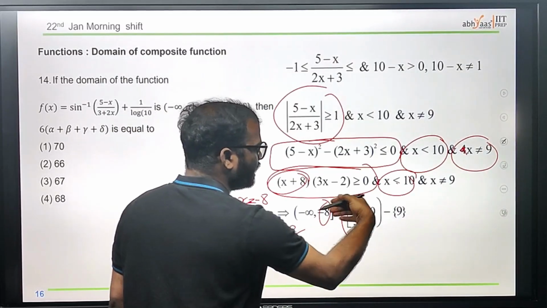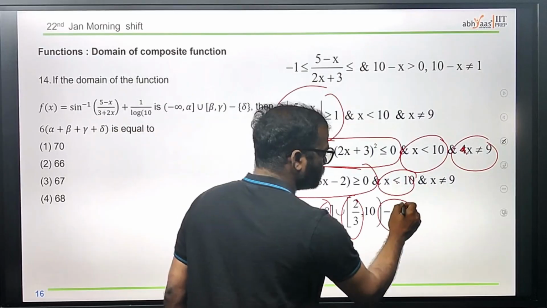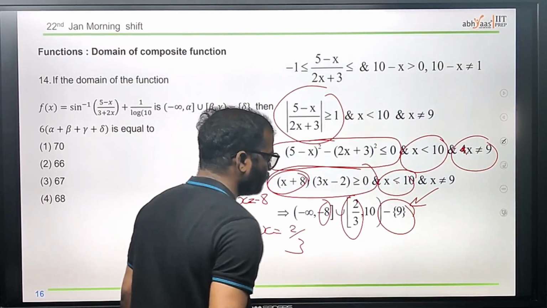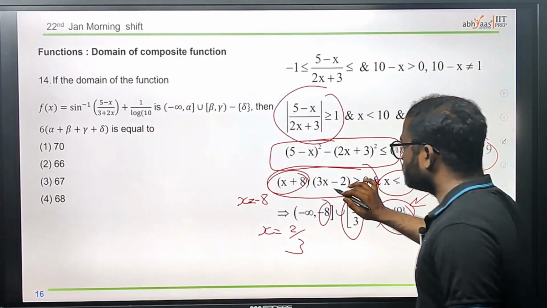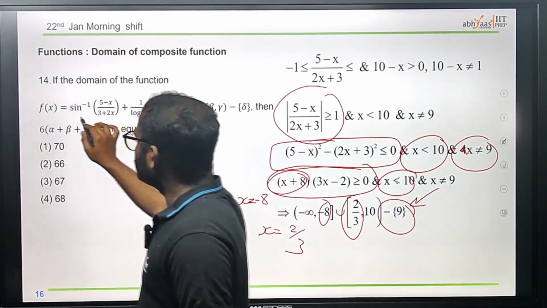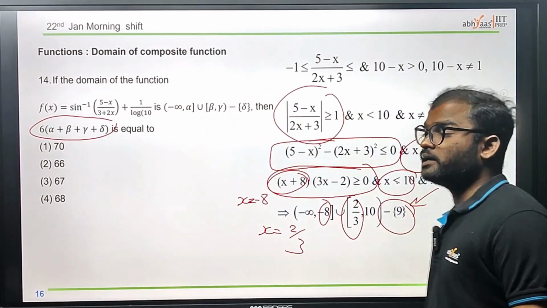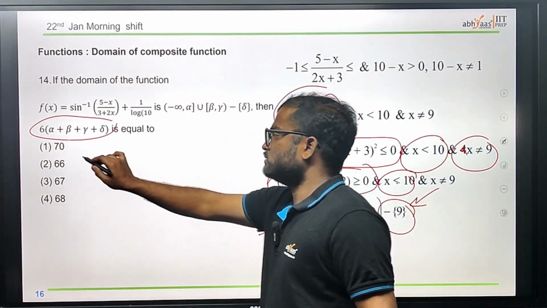They're doing the intersection, we got the 2 by 3 as 10. Okay, comma 10, and 9 is not included in this interval. Therefore alpha, beta, gamma, we got this one from this after simplification. Okay, I hope you understood. Now just substitute those values in this 6 into alpha plus beta gamma plus delta in order to find the answer. We will get 70 as the answer.